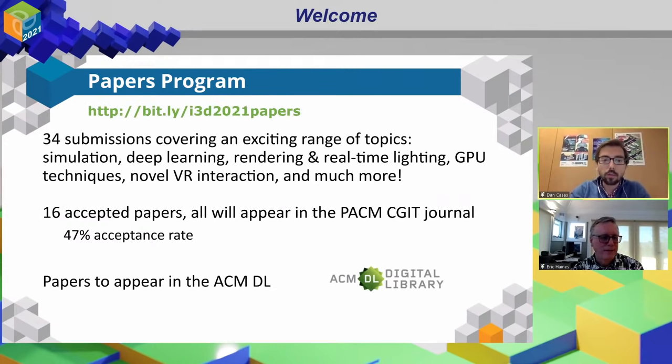And speaking of submissions, this year we had 34 submissions. This is a relatively significant decrease over the previous year. For example, in 2020, we had 60. And we believe the current crisis due to COVID-19 might have affected the number of submissions. Nevertheless, we are happy to see that the quality standards of the 16 accepted submissions are comparable or even higher than previous years.